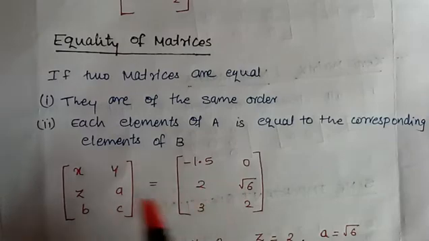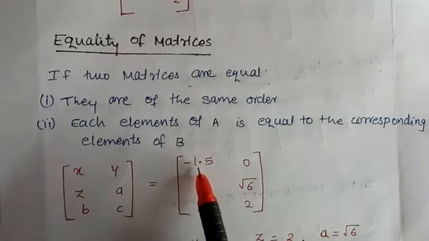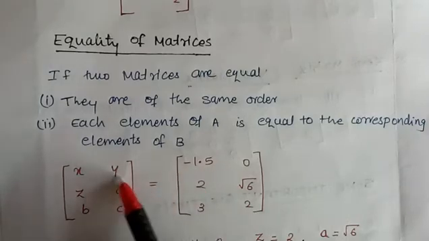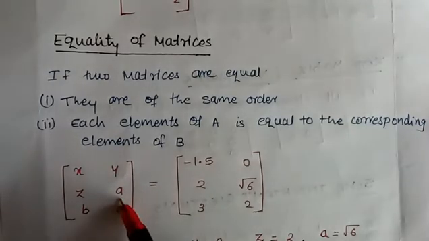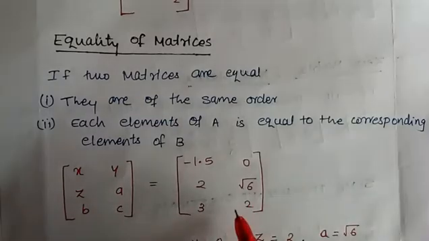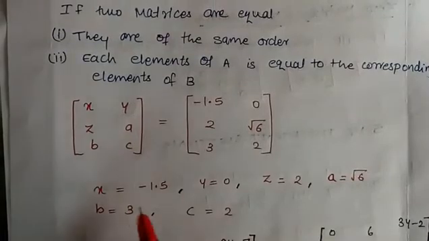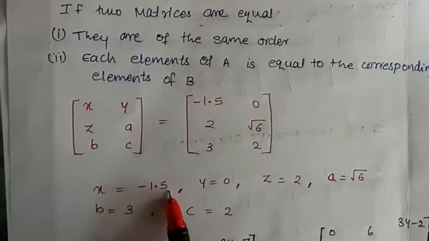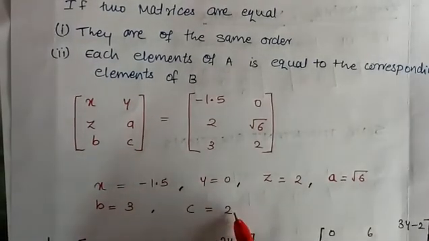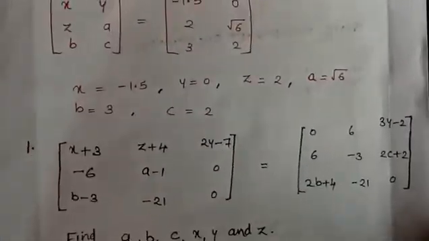And then this X corresponds to minus 1.5 and Y corresponds to 0. A corresponds to root 6. Z corresponds to 2. B corresponds to 3. C corresponds to 2. And so we can write X is equal to minus 1.5, Y is equal to 0, and so on. Okay.